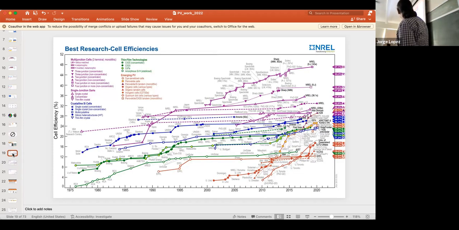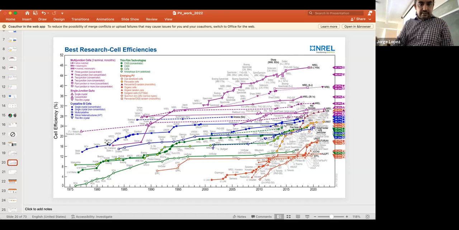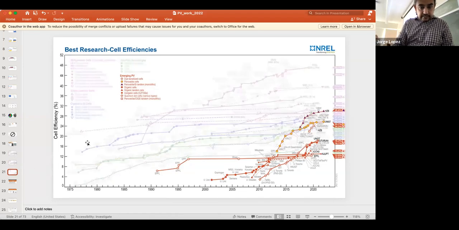This is the efficiency of solar cells. As you can see, starting in 1975, there were a bunch of different solar cells. And then around 2000, they came up with new materials, and a lot more materials are being explored for solar cells. One of those materials is the perovskite. Let's see, right here.